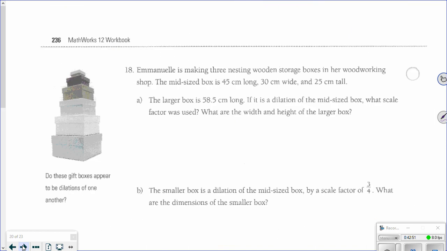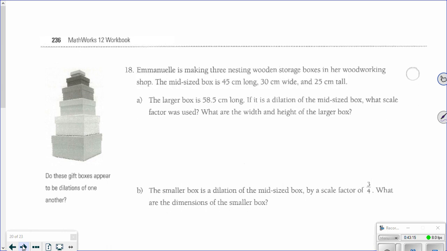Last example is about boxes. Emmanuelle is making 3 nesting wooden storage boxes in her woodworking shop. The mid-size box is 45 centimeters long, 30 centimeters wide, and 25 centimeters tall. The larger box is 58.5 centimeters long. If it's a dilation of the mid-size box, what scale factor was used? What are the width and height of the larger box?